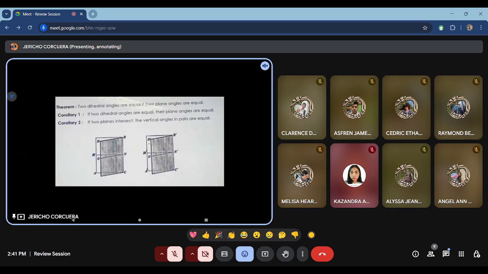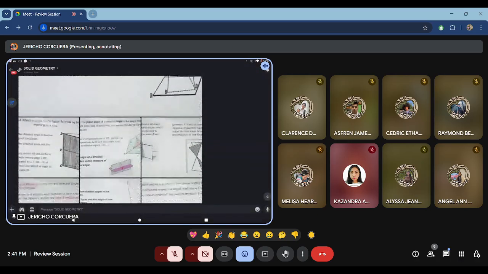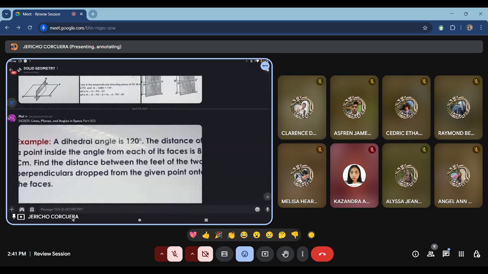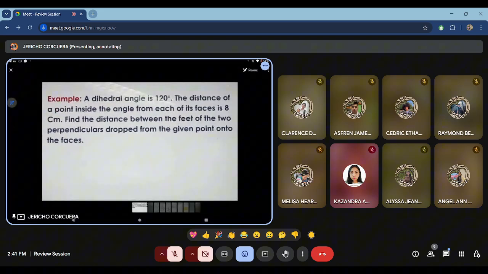You can see, like I said earlier, the measure of the plane angle is also the measure of the dihedral angle. If two dihedral angles are equal, then their plane angles are equal. If two planes intersect, the vertical angles in pairs are equal. So let's continue. This is what our topic is all about.